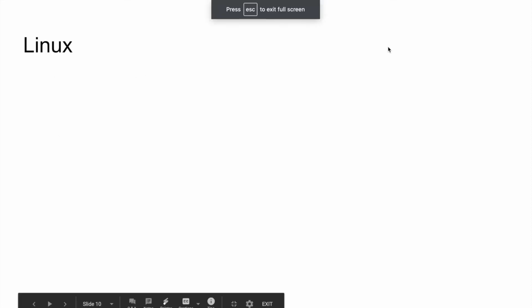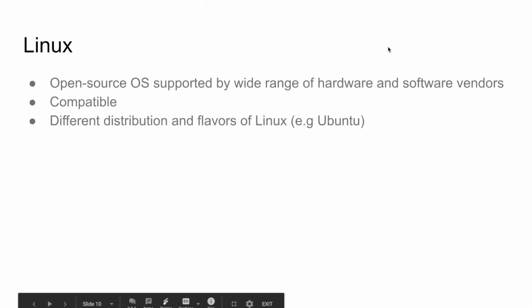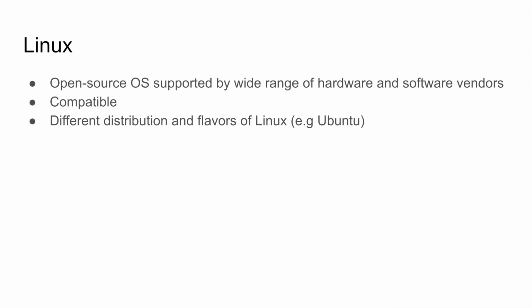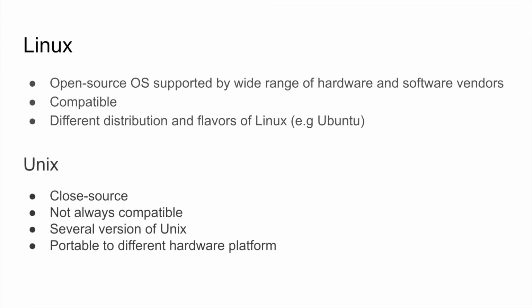Another operating system is Linux. Linux is an open source operating system supported by a wide range of hardware and software vendors. It's compatible, and different distributions and flavors of Linux are available. For example, Ubuntu, and even the Raspberry Pi is built on Linux. Another one is Unix. It's closed source. It's not always compatible, and there are several versions of Unix too, and it's portable to different hardware platforms.